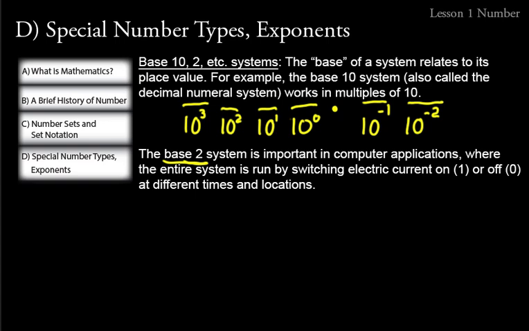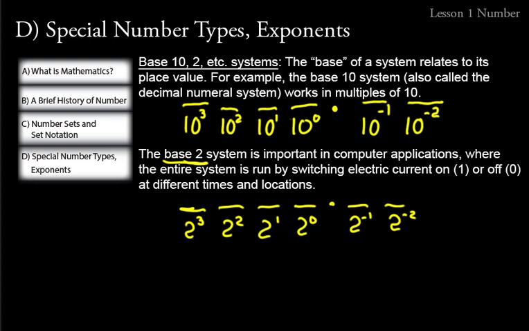So computers are an important part of mathematics, and mathematics is important in computers. This base 2 system has a similar pattern to the base 10 system, but you just have two values in it, 0 or 1. So you could have a 2 to the third place, a 2 squared place, a 2 to the 1 place, a 2 to the 0 place, and a decimal point even, and a 2 to the minus 1 place, a 2 to the minus 2, and so on and so on. Can we convert between base 2 and base 10?